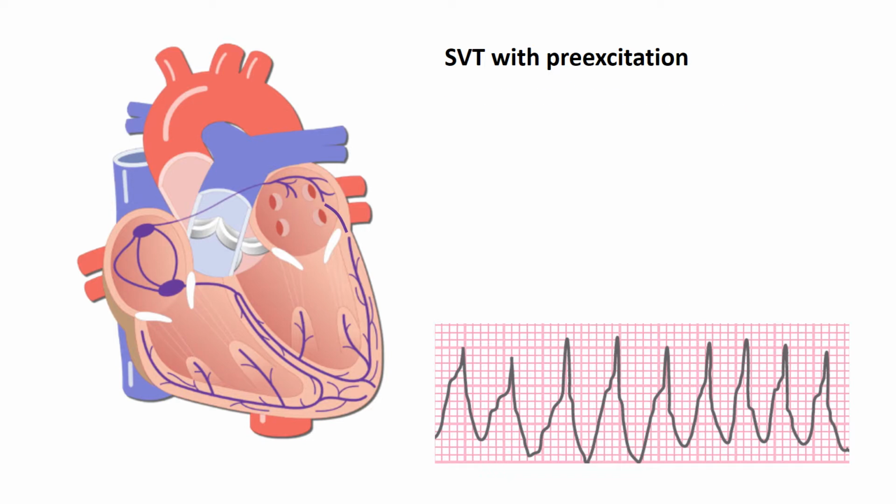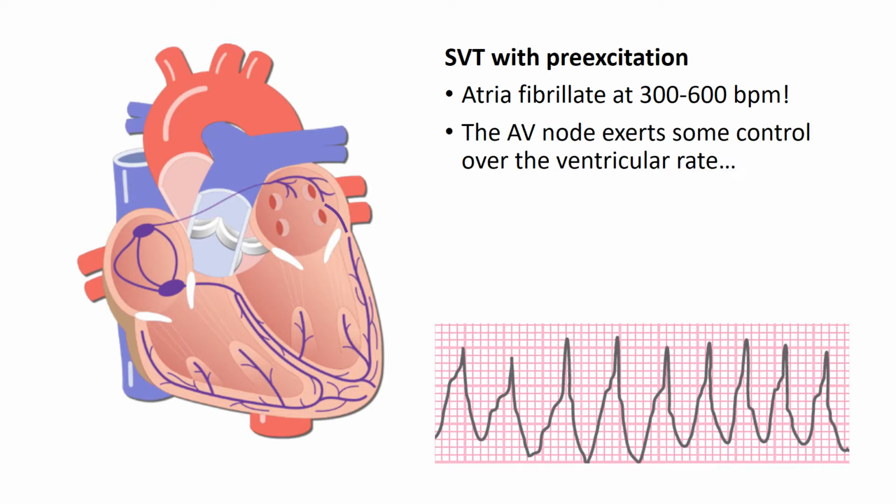Now, we said before that when you're in atrial fibrillation, your atria will depolarize at a rate of 300 to 600 beats per minute. So if you've got this accessory pathway that doesn't limit the speed, how come your heart doesn't just explode all of a sudden? Well, the AV node still exerts some control over the ventricular rate because in AFib, some of those impulses are going to be going sort of the usual direction. So it gives you sort of little breaks here and there.